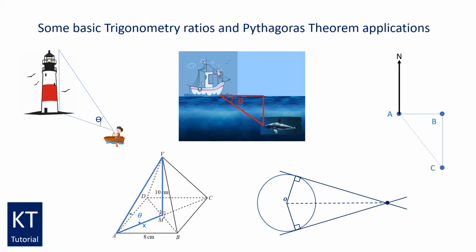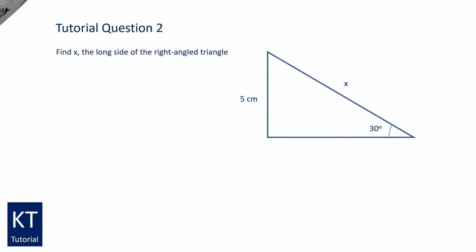Here are some pictorial examples for where basic trigonometry ratios and Pythagoras theorem is applied. Tutorial question 2. Find x, the long side of the right angle triangle. By applying what we know from trigonometric ratios, we could identify x as 10 cm.